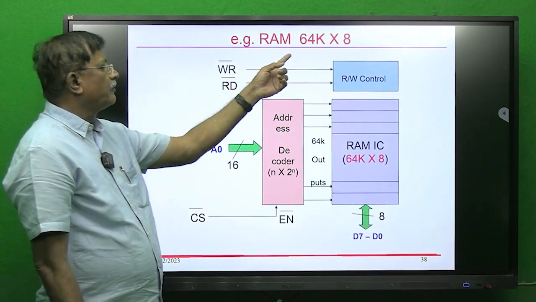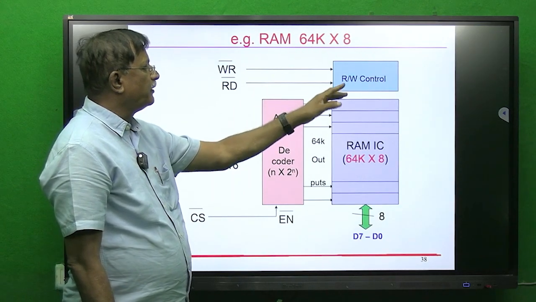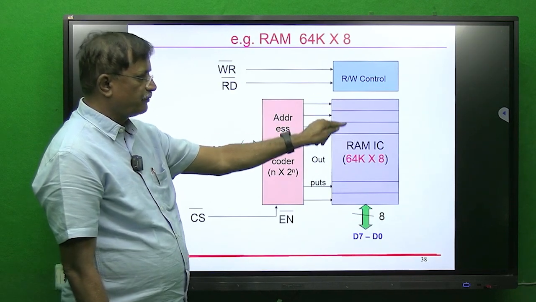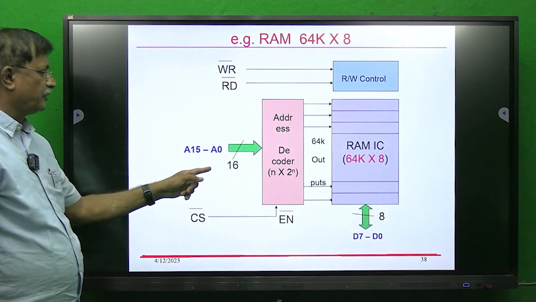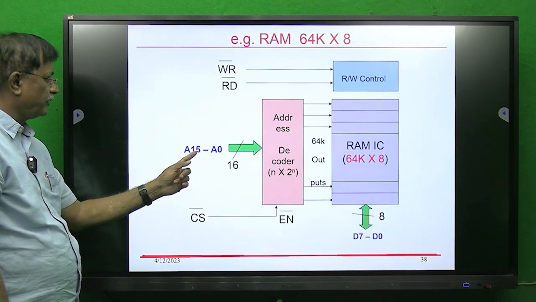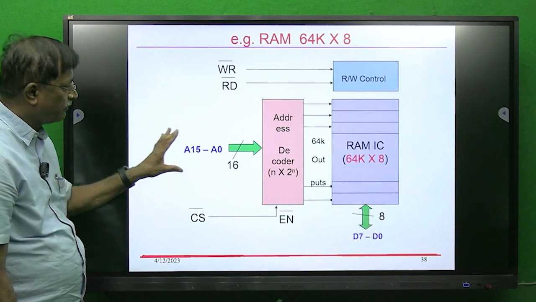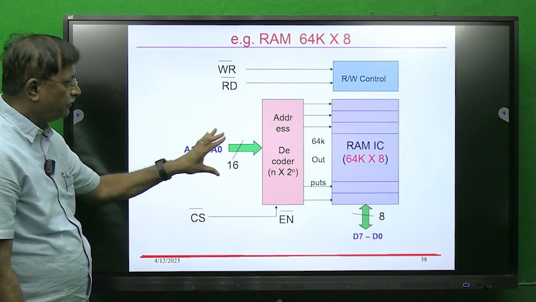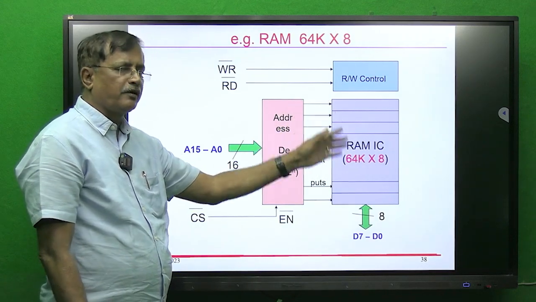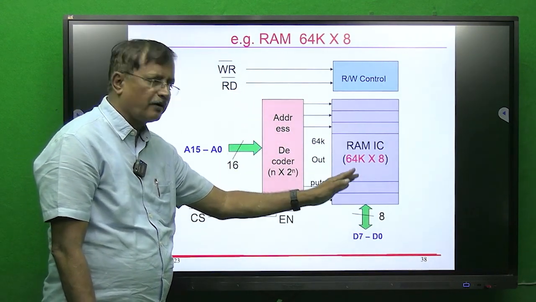Suppose the RAM IC is of capacity 64K. You can store 64 kilobytes of data in this IC. But to select one location out of 64K, you will need 16 address lines. So the 16 address lines will be A0, A1, A2 up to A15. On these A0 to A15 address lines the address is given. It is decoded and one location is selected. Then you can perform the read-write operation by using the control signals, and data will be transferred via the data lines.